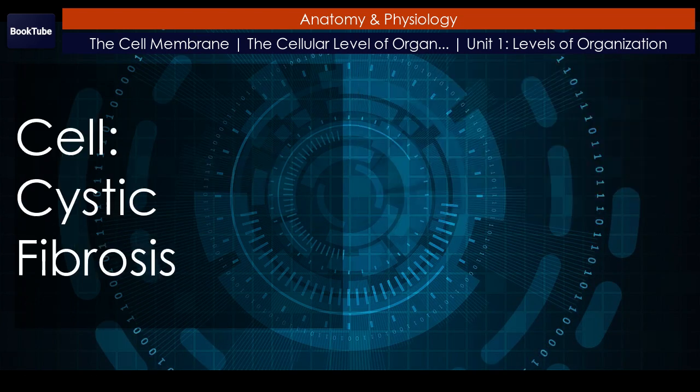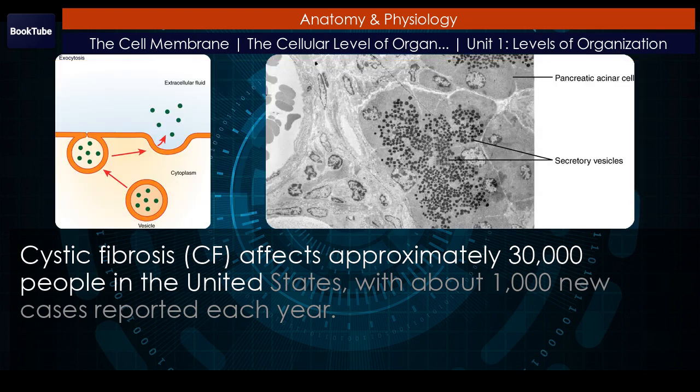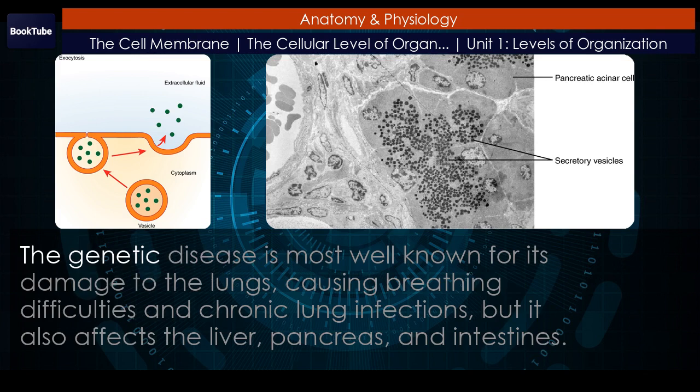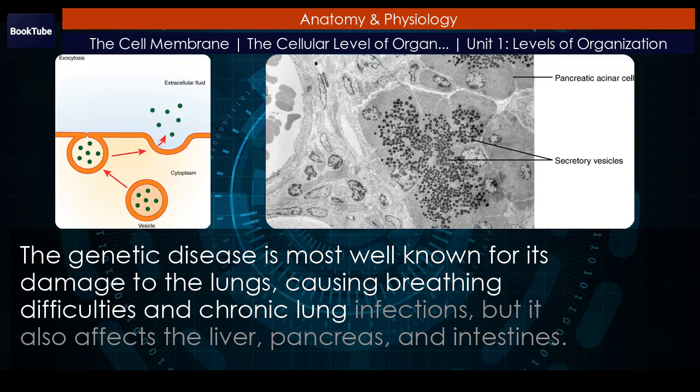Diseases of the cell. Cystic fibrosis. Cystic fibrosis, CF, affects approximately 30,000 people in the United States, with about 1,000 new cases reported each year. The genetic disease is most well known for its damage to the lungs, causing breathing difficulties and chronic lung infections. But it also affects the liver, pancreas, and intestines.